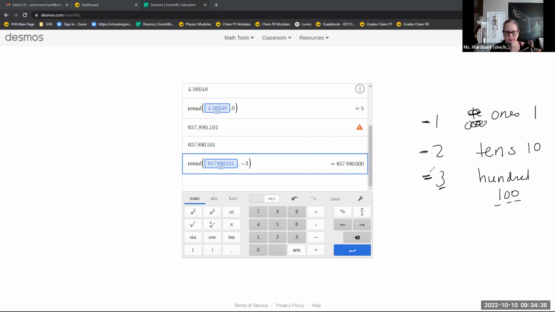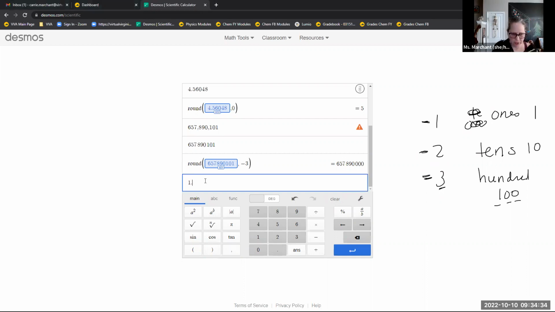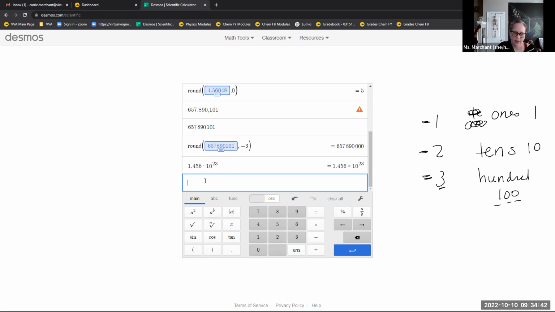The one thing that Desmos struggles with is scientific notation. So if you're really having trouble with scientific notation, let's say your number is 1.45 times 10 to the 23rd. You had to round this to 1 decimal place. You would just type round, parentheses, 1.456. And I want to round that to what? If I'm rounding it to 2 sig figs, then I'd be rounding it to the 1 decimal place.